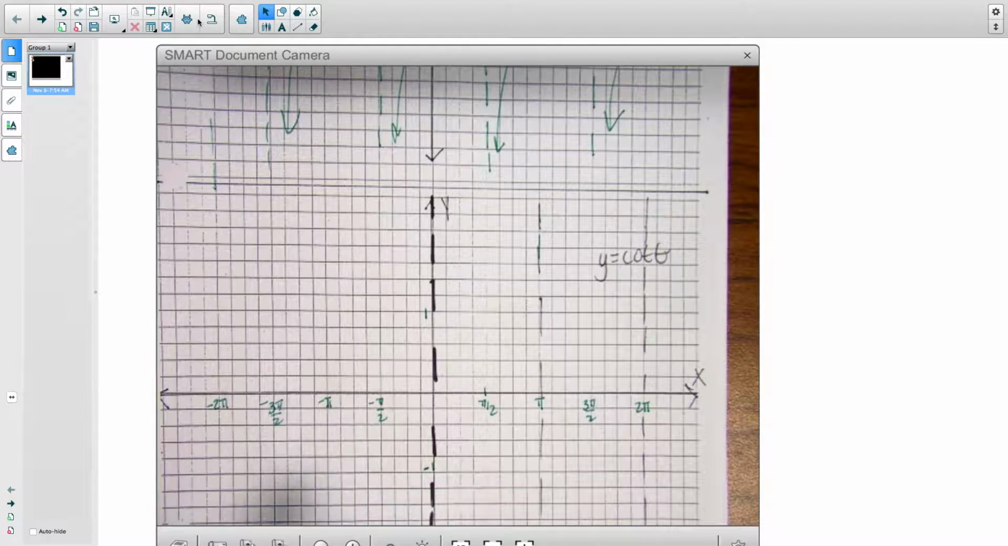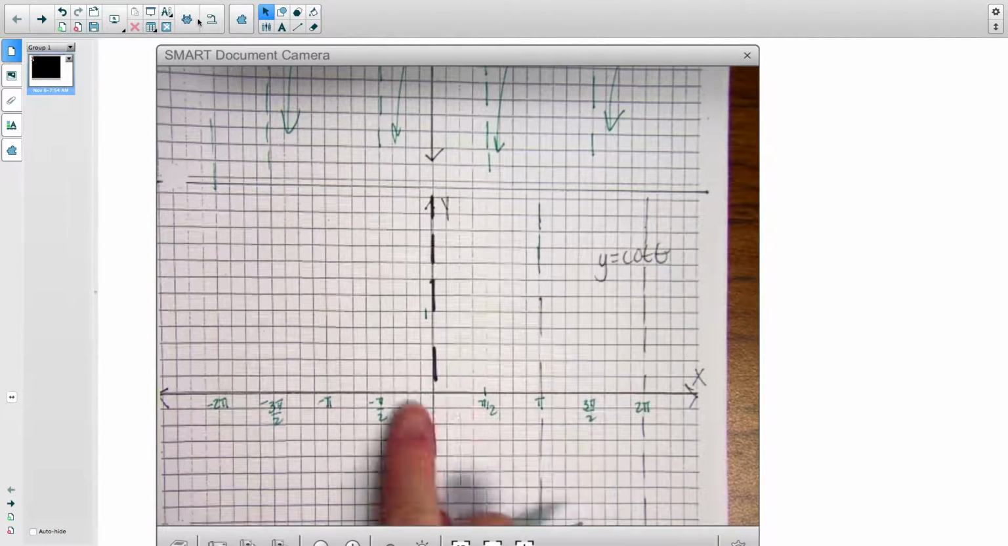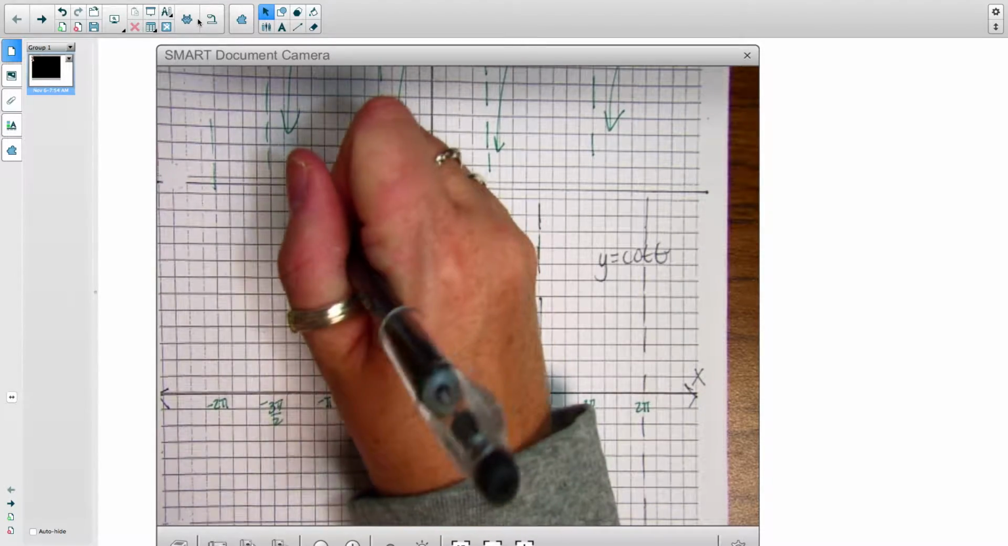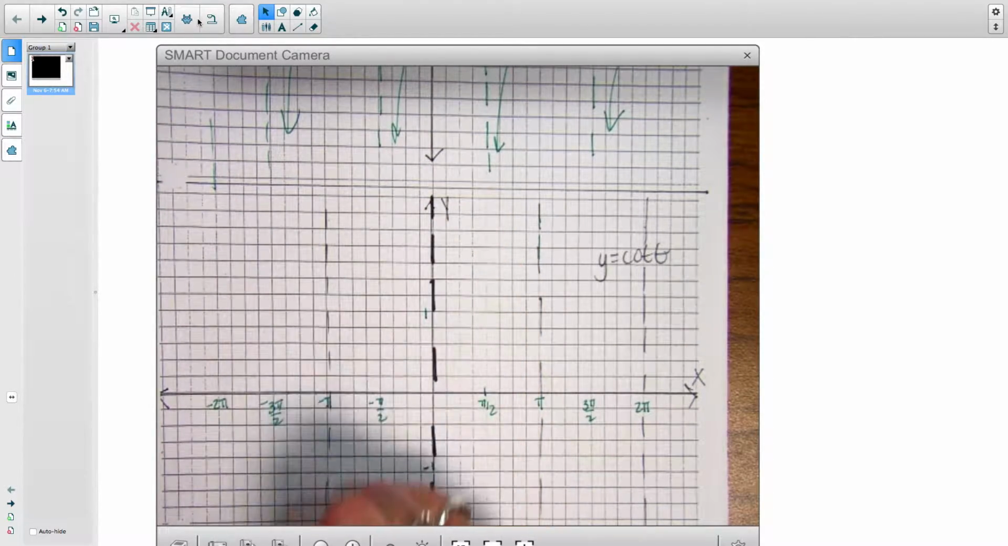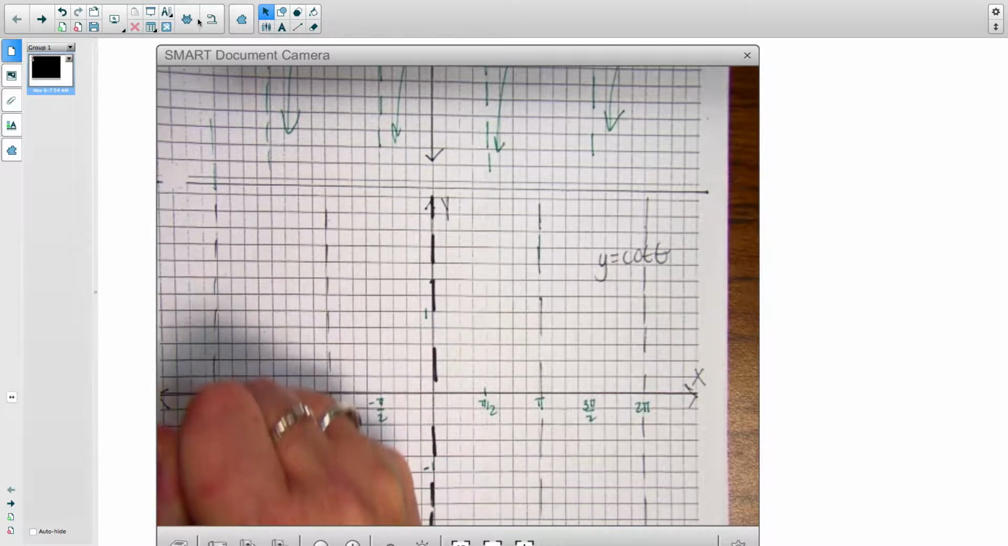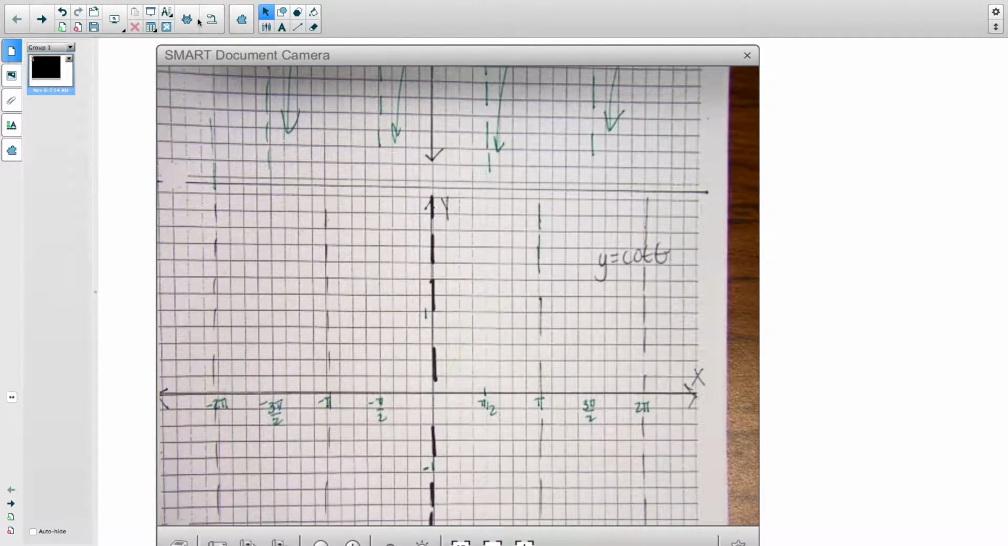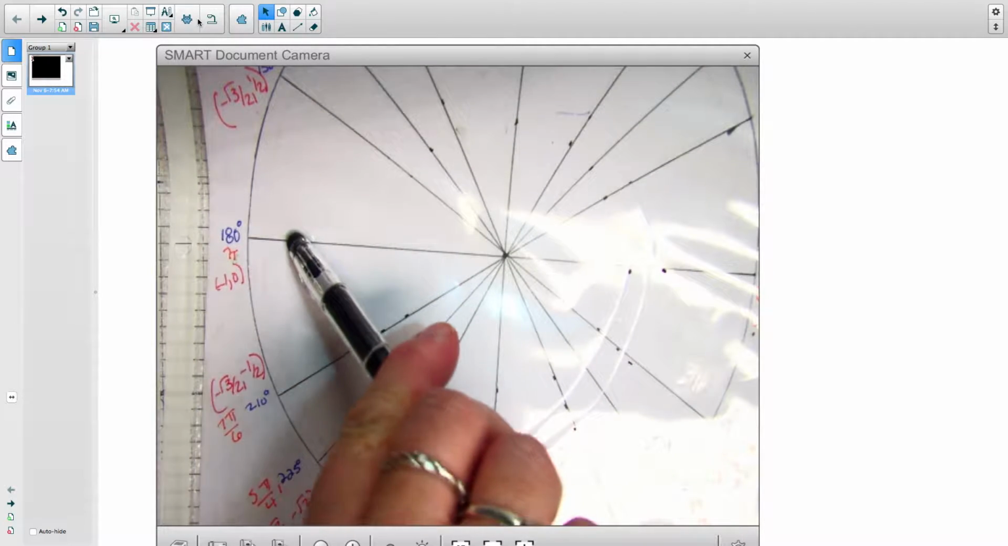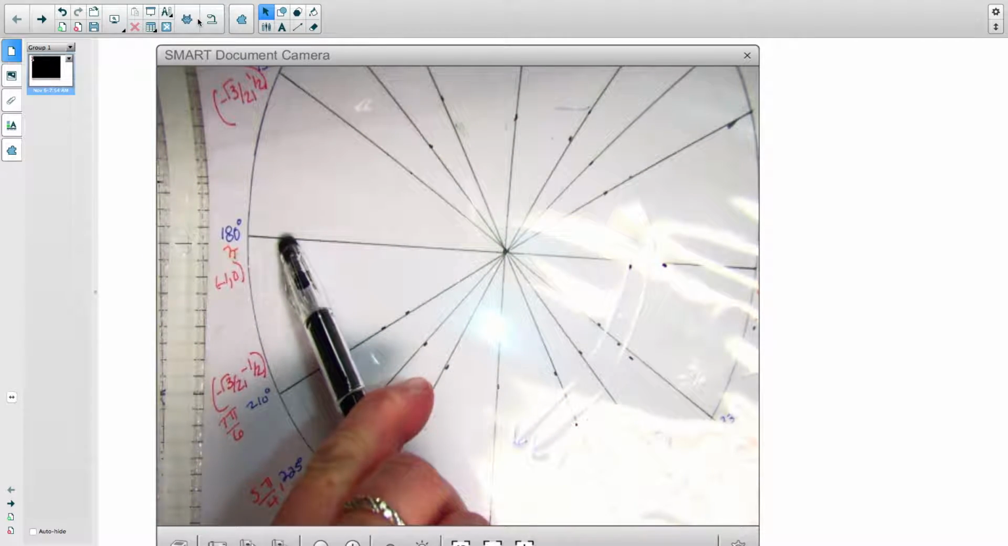Where do you think the asymptotes are going to go in the negative? Well, it's going to be the negative pi and 2 pi. Does that hold true if I look at the unit circle and I rotate pi units? Is cotangent undefined up here at negative pi? Sure is. If I rotate negative 2 pi, right back here, it sure is.